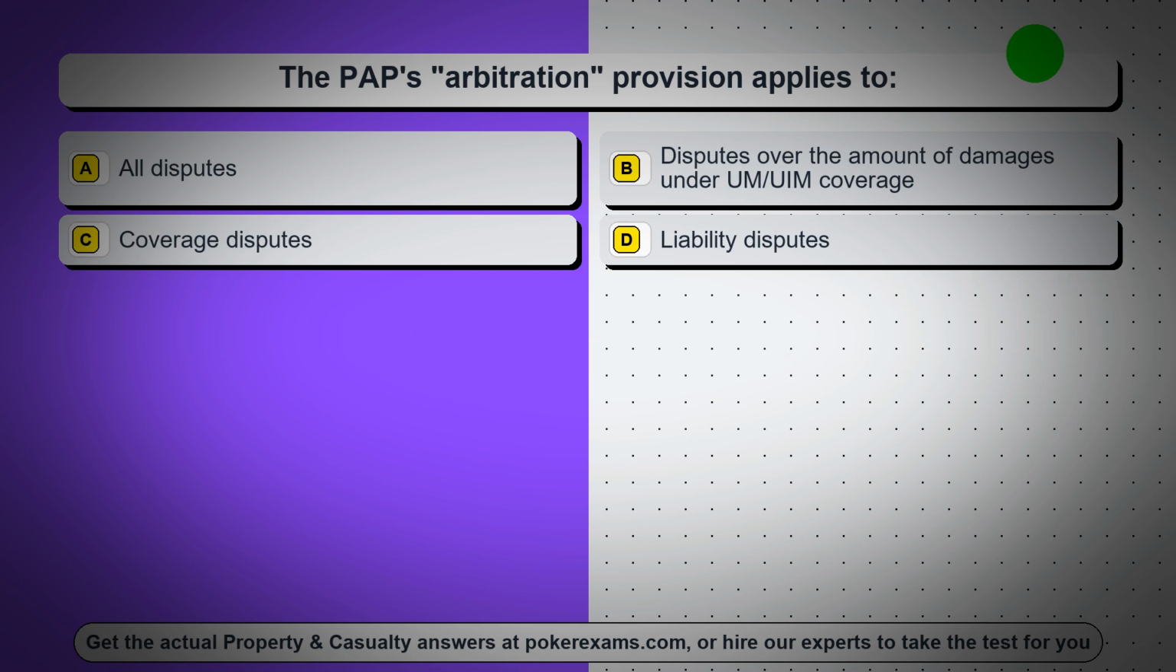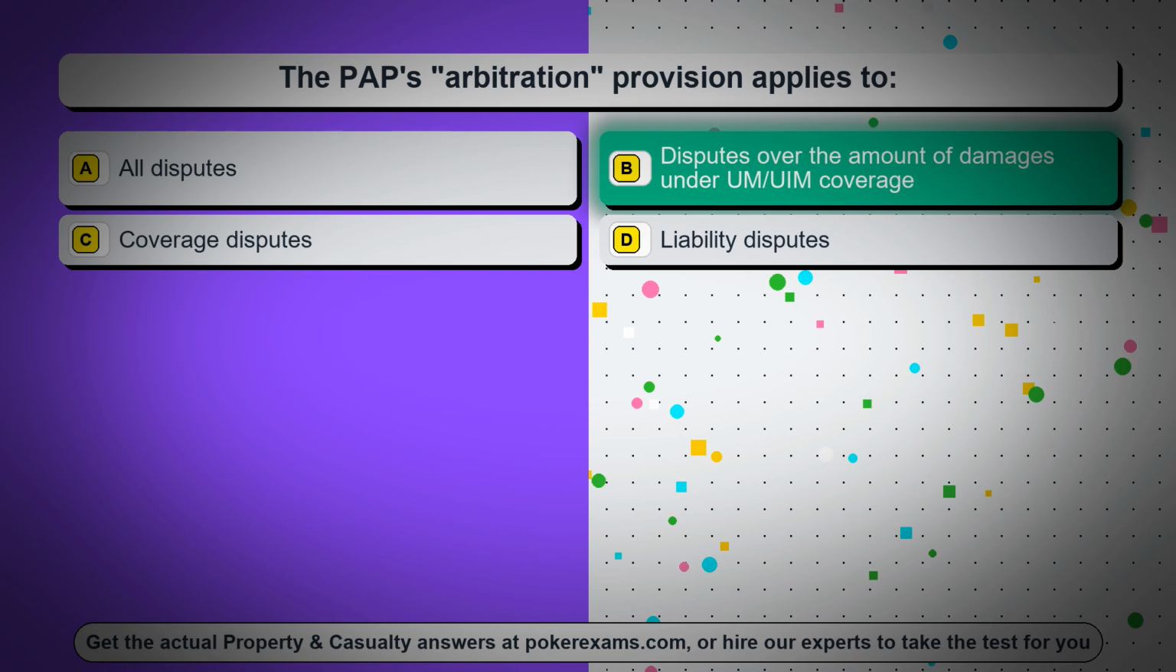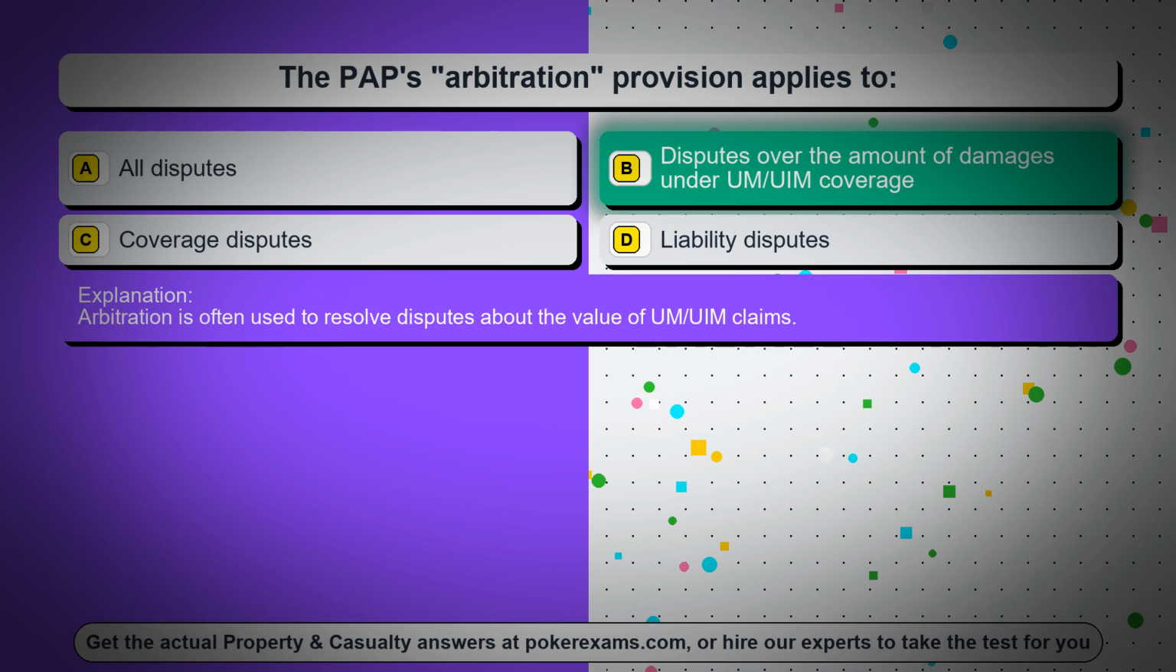Question 40. The PAPS arbitration provision applies to: Option A, all disputes. Option B, disputes over the amount of damages under UM/UIM coverage. Option C, coverage disputes. Option D, liability disputes. The correct answer is option B, disputes over the amount of damages under UM/UIM coverage. Arbitration is often used to resolve disputes about the value of UM/UIM claims.